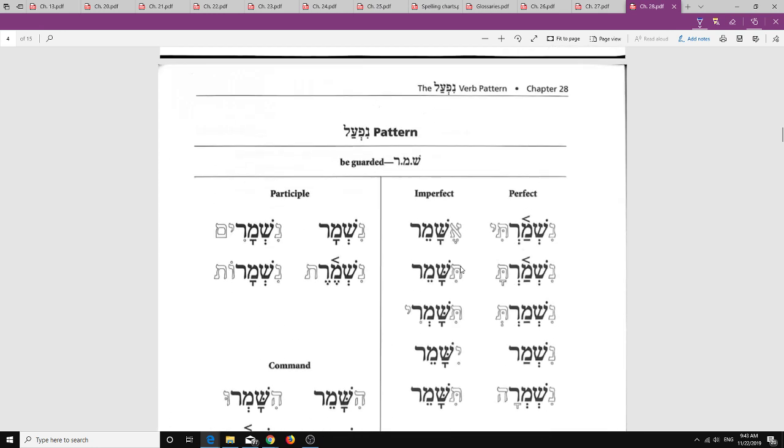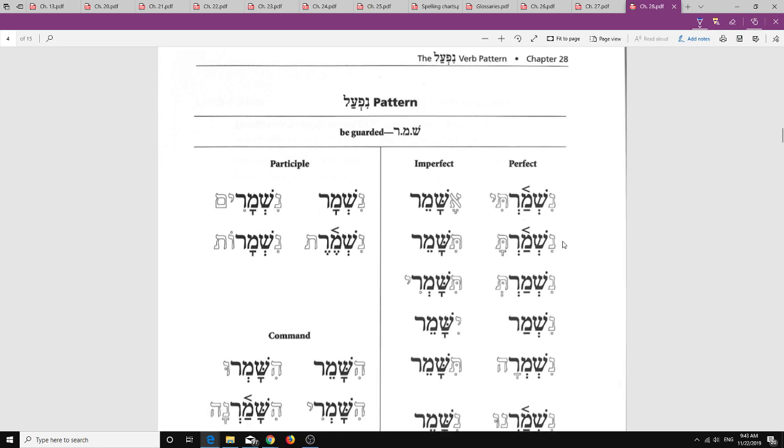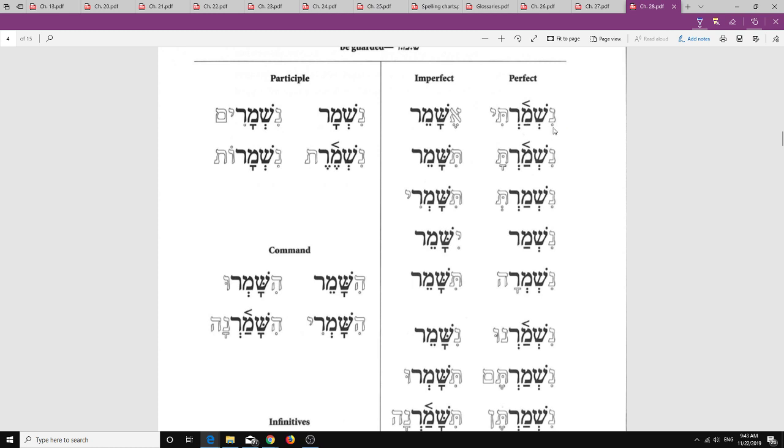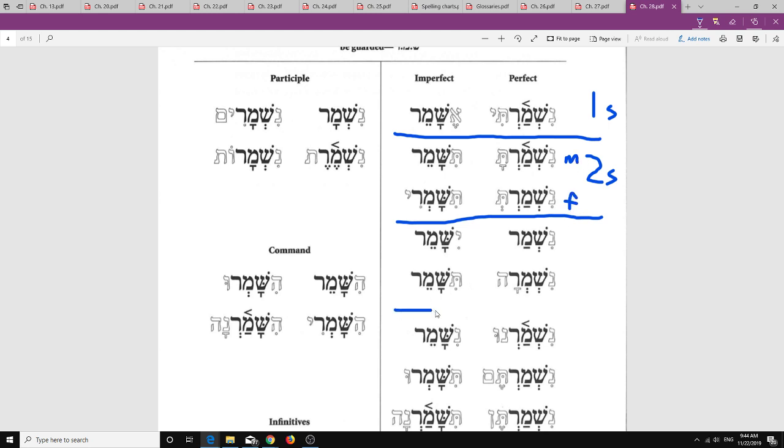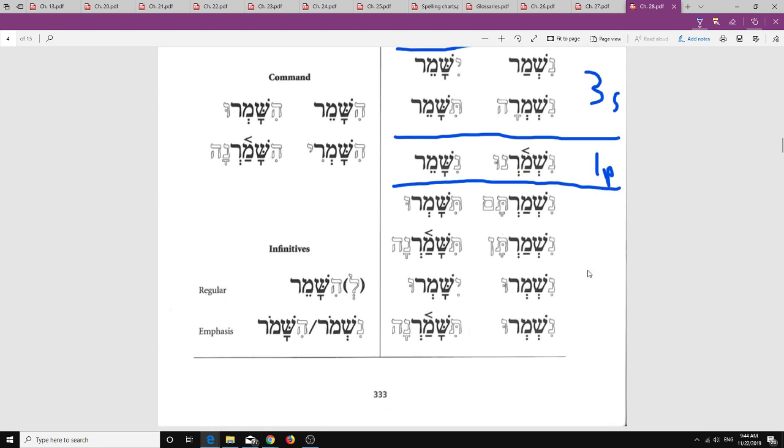Let's go through this chart now and see that we can identify these things that we've been talking about. In the perfect, we have nishmarti. Let me divide this up so this will be a little more helpful. This is our first singular, second singular, of course masculine, feminine, third singular, first plural, second plural, third plural.